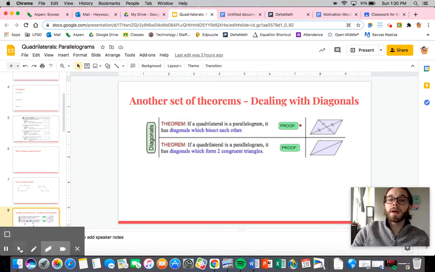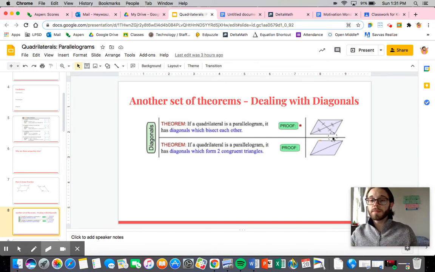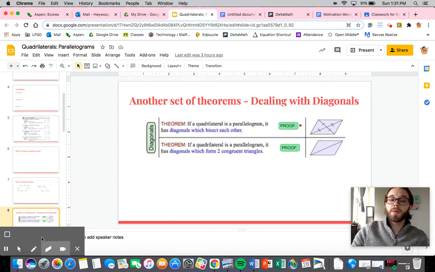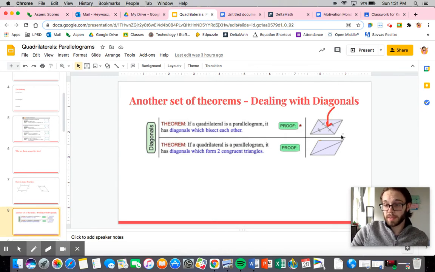So diagonals bisect each other in a parallelogram. All right, so this part's congruent to this part. They're not necessarily the same, right? This length is not necessarily the same as this length, but they bisect each other, which also means what? They have the same midpoint, okay? They will have the same midpoint.